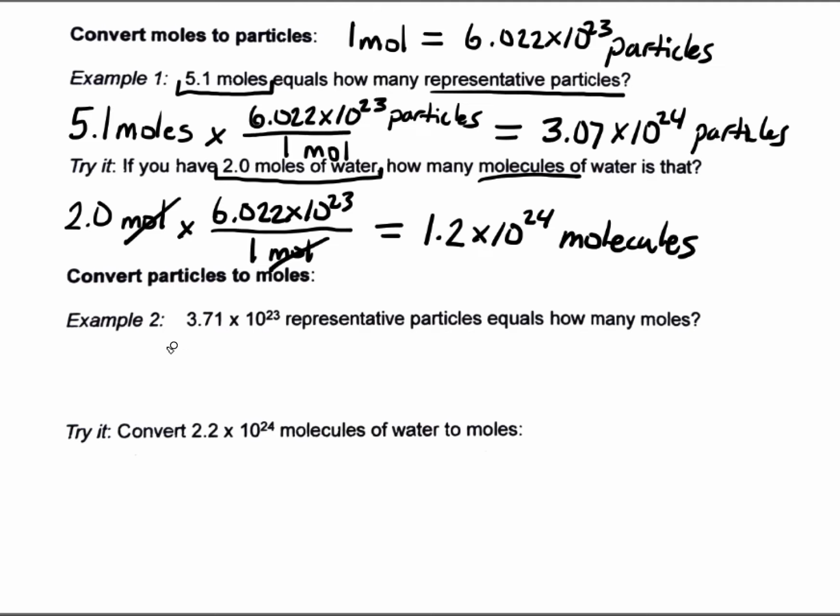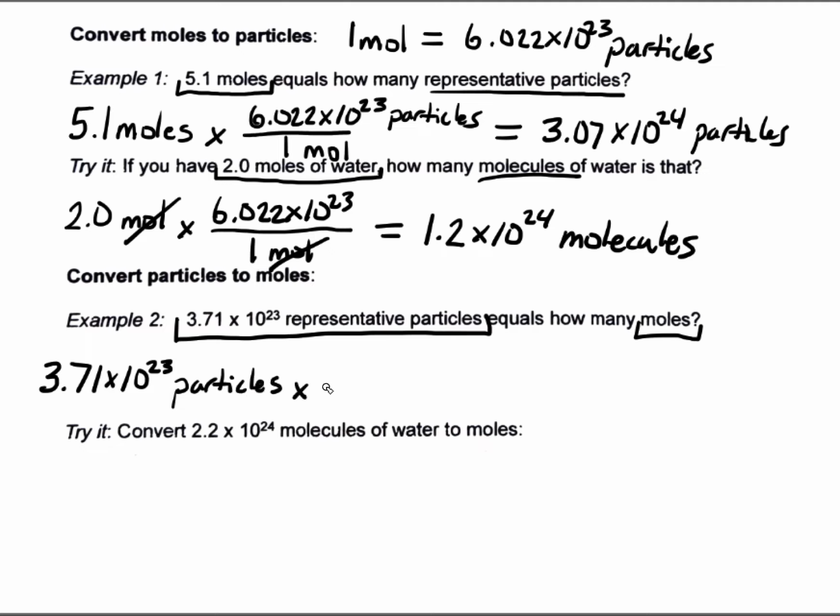Last 2. This time we're starting with individual particles. We have 3.71 times 10 to the 23rd representative particles, and now we want to know how many moles that is. So now it's like we're working backwards. So it's going to be set up very similar to those previous problems, but now we're going to have to flip that conversion factor around. So now I'm starting with 3.71 times 10 to the 23rd particles.